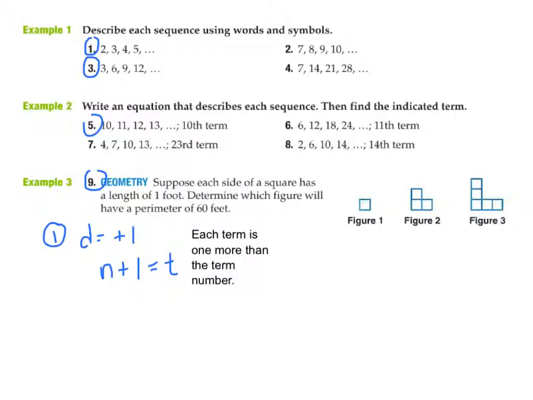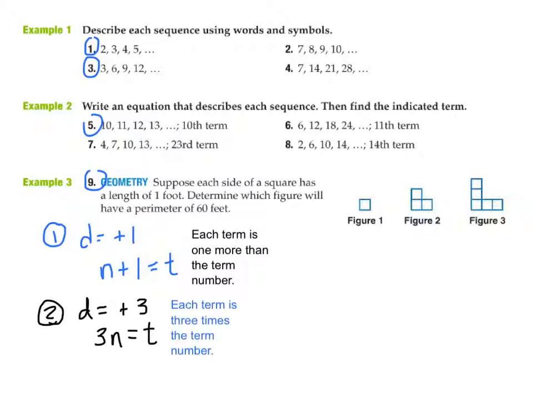How about problem number 2? 3, 6, 9, 12. Well, again, that common difference. This time it's plus 3. So we know that we're probably doing 3 times the term number, and then maybe plus something, and in this case it's not. It is definitely 3 times the term number. The first term is 1 times 3, 3. The second term is 2 times 3, 6. The third term is 3 times 3, 9. And the fourth term is 4 times 3, 12. So in this case, each term is 3 times the term number.